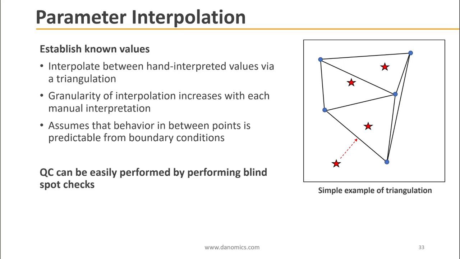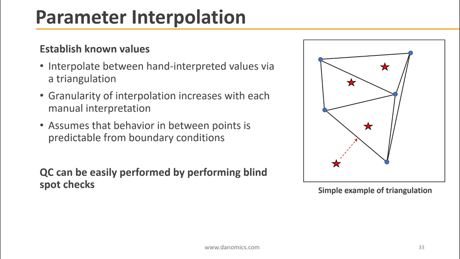The next method is parameter interpolation. So imagine you have interpreted these wells that are represented by the blue dots here. If you believe that the properties vary in a consistent way between these interpretations, then you can triangulate a solution for wells that you have not interpreted. Now, of course, this assumes that the behavior between the points is predictable from our boundary conditions. If it's not, then this method isn't going to work, or we're going to have to be more granular in our interpretation.